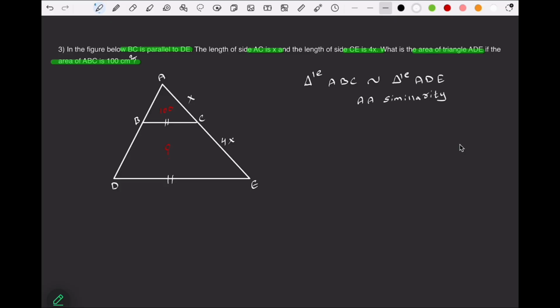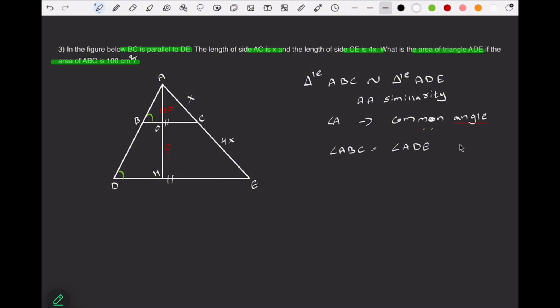Using this similarity in any two triangles, if any two corresponding angles are equal, then their ratio of corresponding sides and heights are also equal. In triangle ADE and triangle ABC, angle A is common. Angle ABC equals angle ADE because BC and DE are parallel lines and angle ABC and angle ADE are corresponding angles. So if we consider an altitude for both triangles ABC and ADE, I am marking the points as O and H.